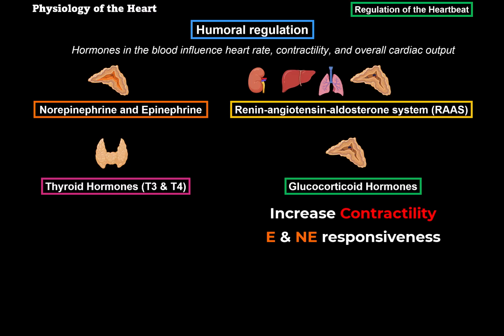All that apart from the fact that glucocorticoids also enhance glucose release into the blood, so increasing the availability of glucose and thereby increasing the availability of ATP.